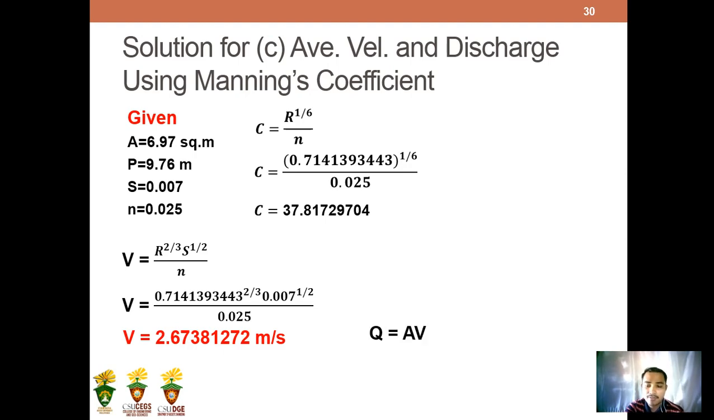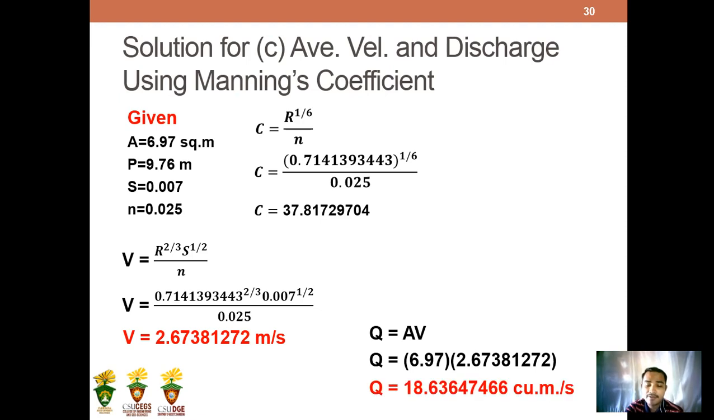And to get the discharge, it is the same, because the velocity is the same. So we can also have the discharge to be 18.63647466 cubic meter per second.